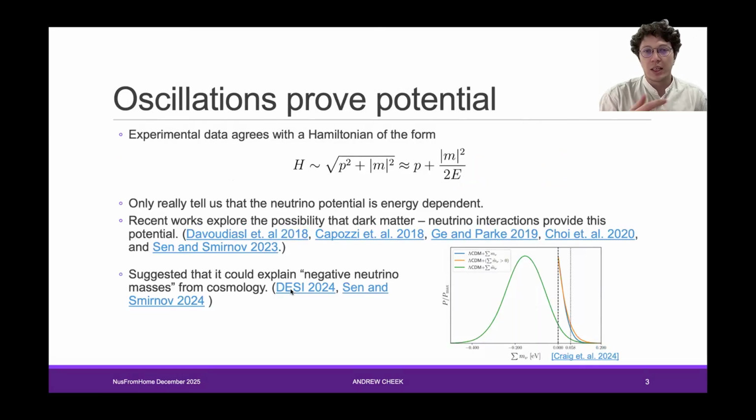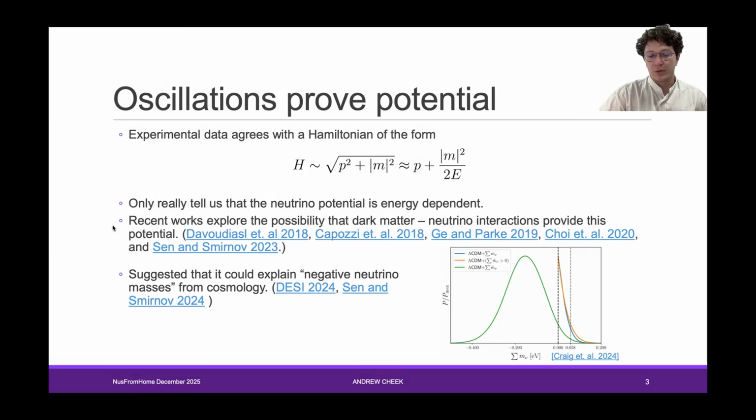Now, what do oscillations actually prove? They really only prove one thing, and that's that the Hamiltonian has the standard form of a free particle with mass. What it shows really is that the potential of your neutrinos goes like 1 over E to some constant. Recently, various works have tried to explore the possibility that dark matter neutrino interactions provide this potential. So they fake the neutrino mass behavior, they fake the oscillations from neutrino masses.